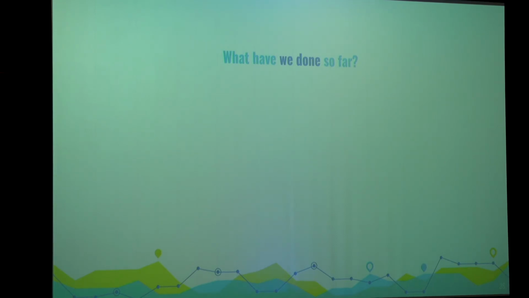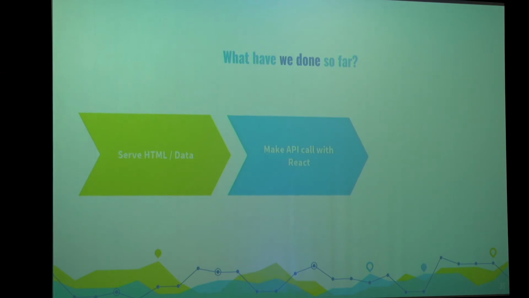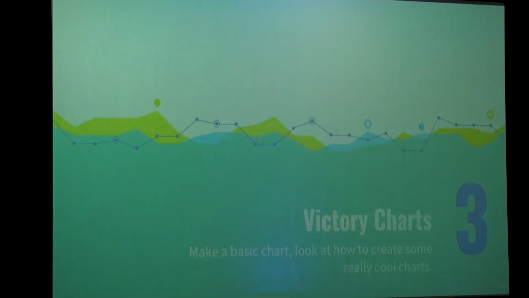Okay, so what have we done so far? We've created our Flask application. We've done a React setup, and we've added a very basic React API to our application. So pretty good so far. We're making good progress. So now let's look at making a very basic victory chart. From that, then we can have a look at some of the other charts.